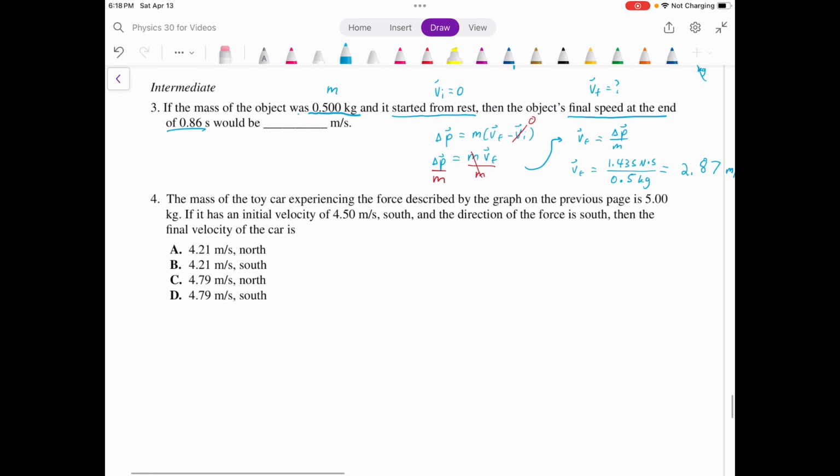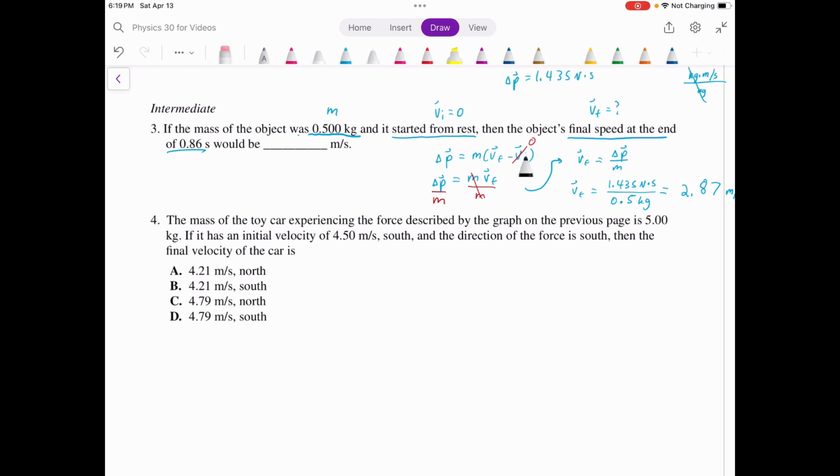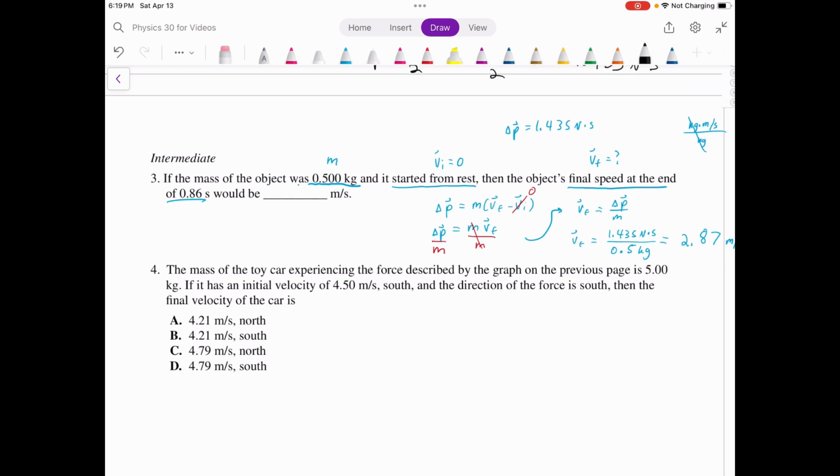And last one here. It's actually a very similar one. The only difference is they're changing the initial velocity from being rest to being 4.5 meters per second south. Okay, so the mass of the toy car experiencing the force described by the graph on the previous page is 5 kilograms. Okay, I guess they changed the mass as well. So now our mass is 5 kilograms. It has an initial velocity of 4.5 meters per second south.